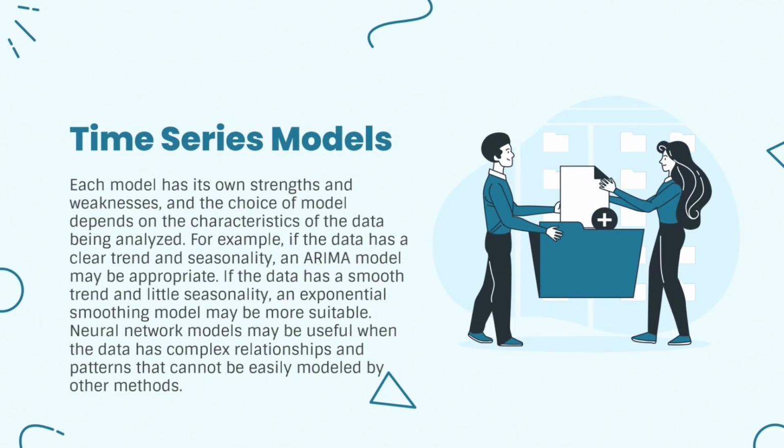Each model has its own strengths and weaknesses, and the choice of model depends on the characteristics of the data being analyzed. For example, if the data has a clear trend and seasonality, an ARIMA model may be appropriate. If the data has a smooth trend and little seasonality, an exponential smoothing model may be more suitable. Neural network models may be useful when the data has complex relationships and patterns that cannot be easily modeled by other methods.